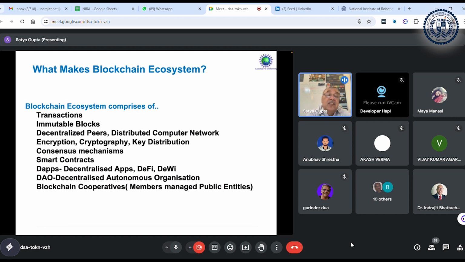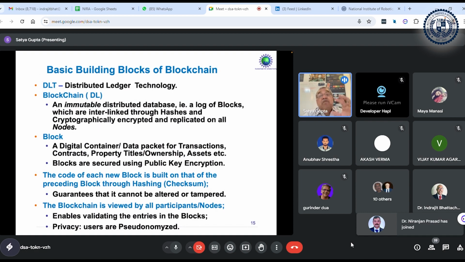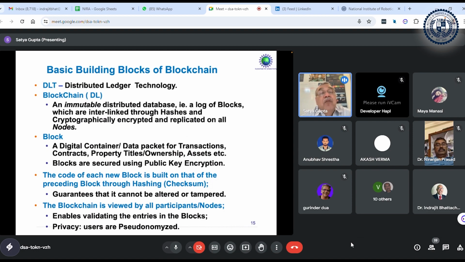Actually, these days you can have a blockchain cooperative where members manage public entities. So there is no common manager or chief executive. All the members, like in a trust, they do something like that. So these are the ecosystem, and some basic building blocks again are a part of the ecosystem. The starting building block, the DLT.